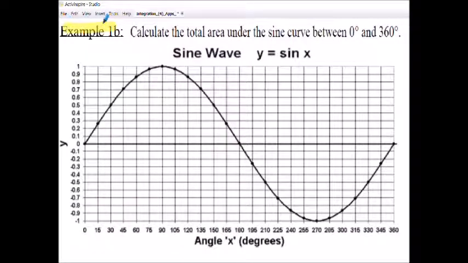Example 1b here shows a sine wave, so y this time is a function of x, it's the sine of x, and I've plotted it between 0 and 360 degrees. What we're going to do now is find the total area under the curve. Now if I was to integrate directly between 0 and 360 degrees, I would find the area given would be 0, because the integral would actually add up the positive area and then take away the negative area. So if I want the total area under the sine curve between 0 and 360, I would need to break my integral into 2 separate integrals.